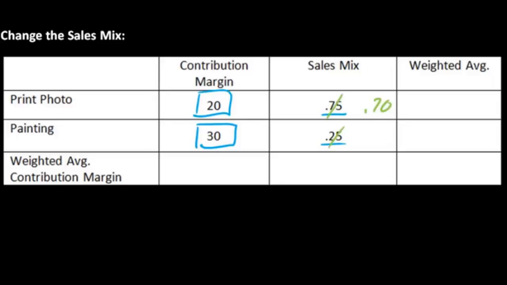Like suppose we were able to change the sales mix such that the photo only makes up 70% of the sales and the painting makes up 30% of the sales. So we sell a few more paintings and a few less photos. So now we take the contribution margin of 20 times 0.7 and you're going to get 14. And as we take the painting 30 times 0.3, you're going to get 9. So that gives us a weighted average contribution margin of 23. We have increased the weighted contribution margin by changing the sales mix, and that's going to increase profit, and I will prove it to you right here.